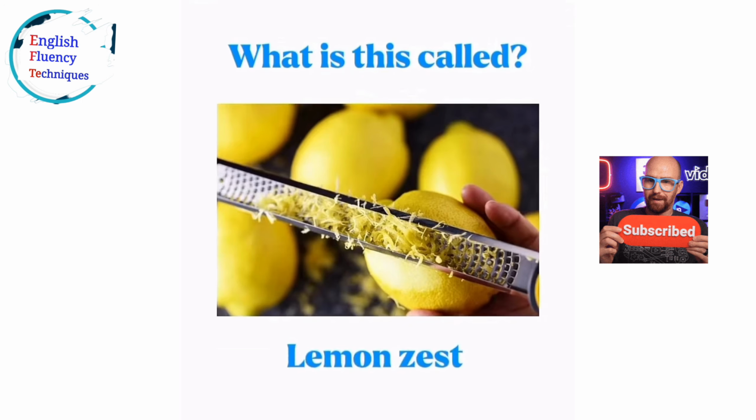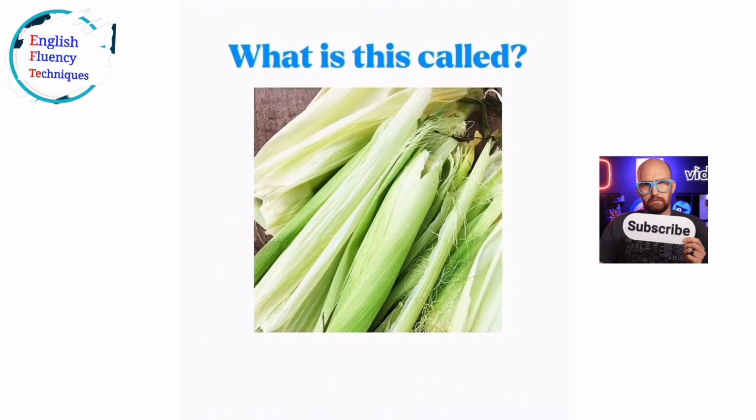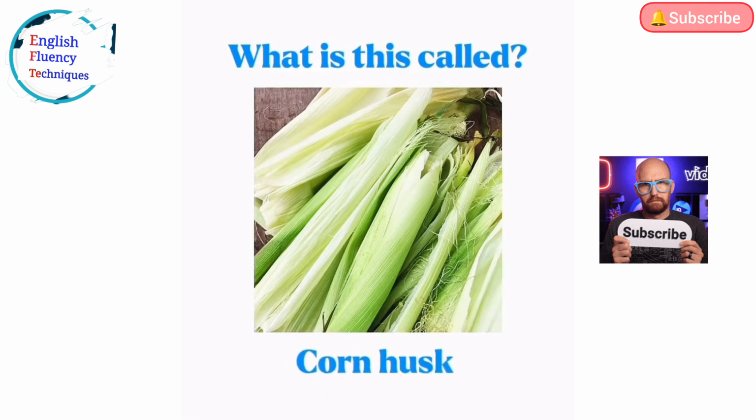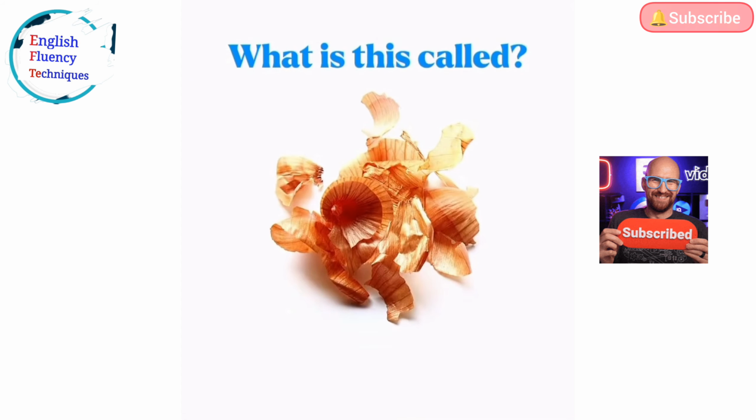What is this called? Lemon zest. What is this called? Peanut shell. What is this called? Corn husk. What is this called? Bread crust.